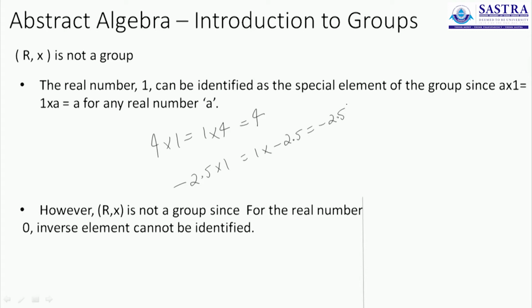But what is the problem we have here? Not all elements have inverses. An inverse is a number a dash such that the result should give us 1. For 4 it is 1 by 4, which gives us 1 back. For 3 by 7 it is 7 by 3, which gives us 1 back. But for 0 there is no element that will give you 1 back. 0 does not have a multiplicative inverse only because of this reason.